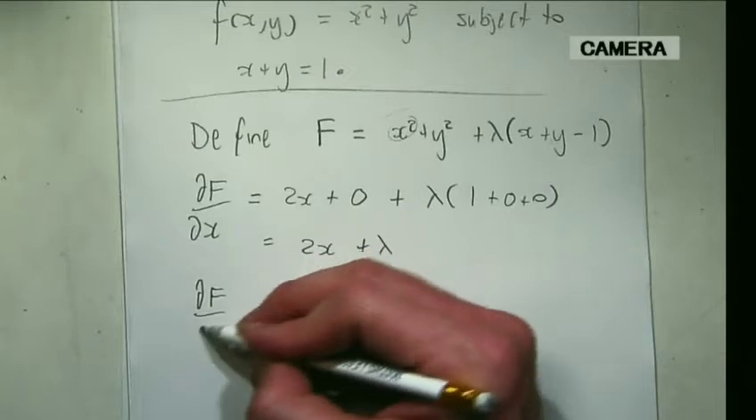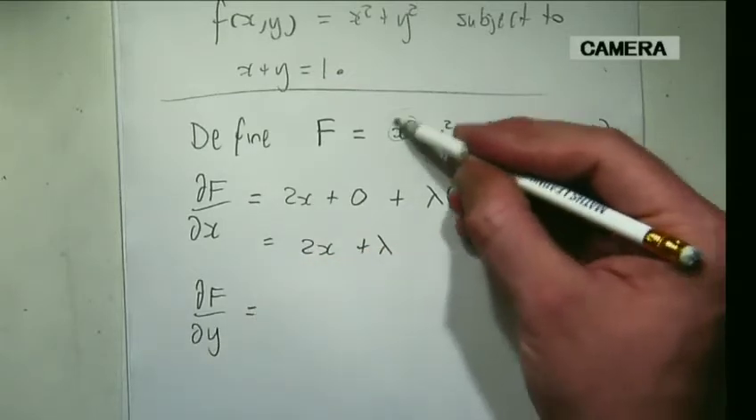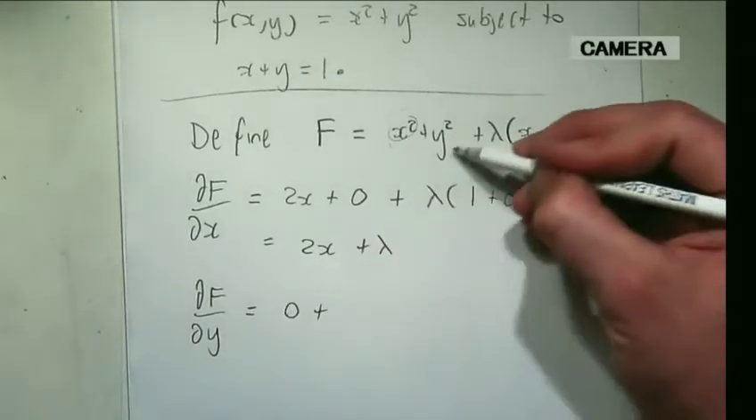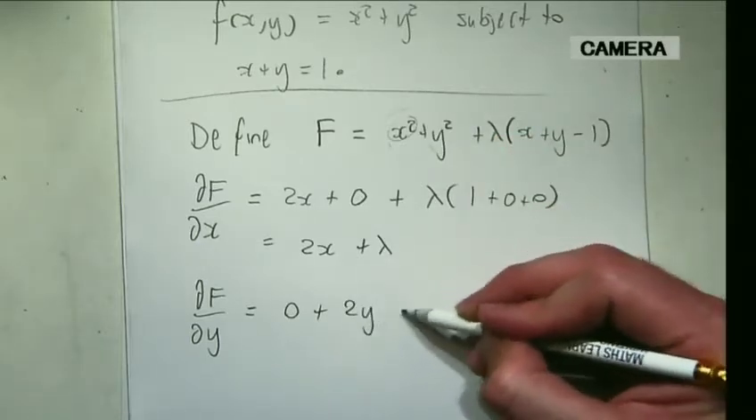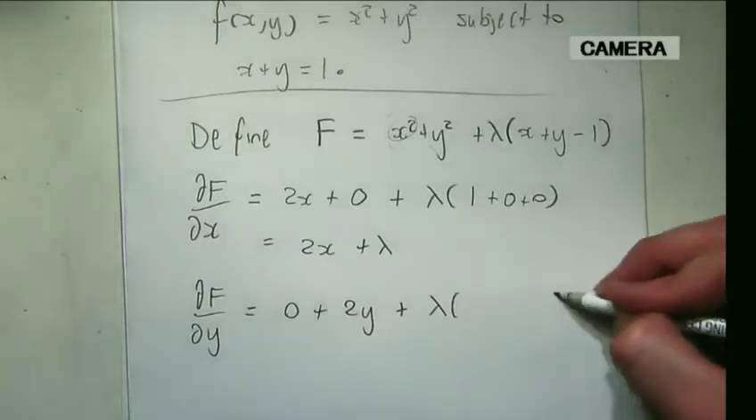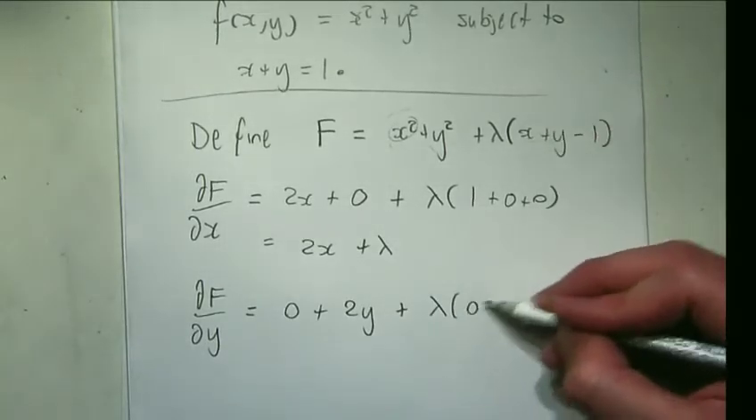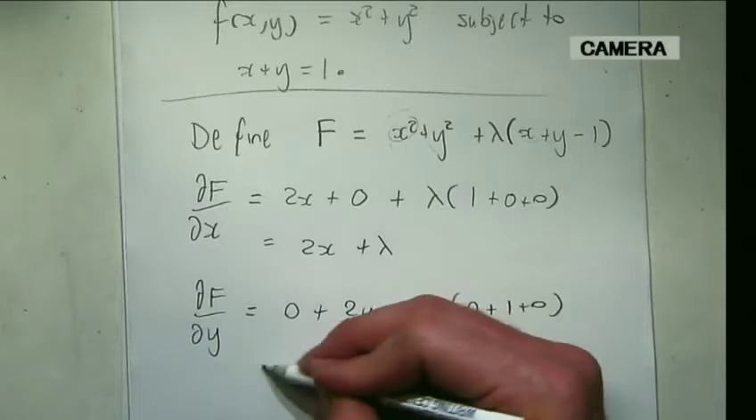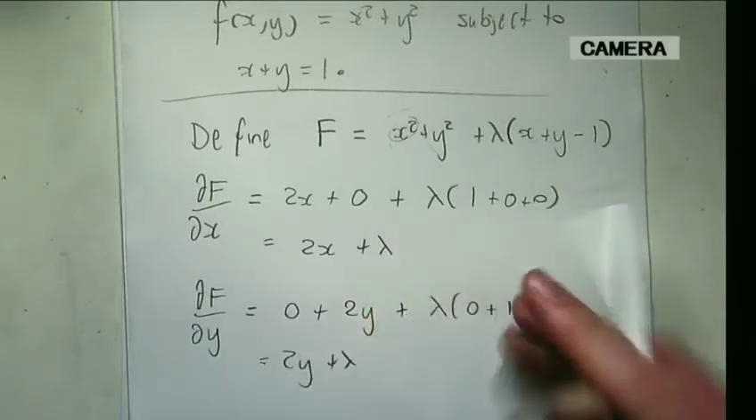And df on dy, so the derivative of that with respect to y is 0. The derivative of that with respect to y is 2y. Lambda is multiplied onto this bit, so it will stay there after I've finished. The derivative of that with respect to y is 0, 1. So I get 2y plus lambda.